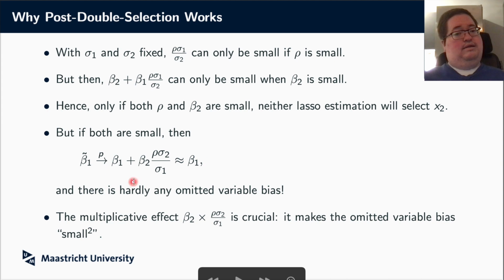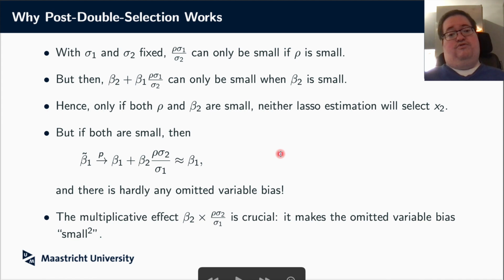And then, in that case, this coefficient will just be beta 1, and we don't have omitted variable bias. So what we're really doing with this post-double selection is looking at the two conditions that we need for omitted variable bias. There is omitted variable bias if rho is large, so there is a correlation between x1 and x2, or if beta 2 is different from 0, if that is relatively large. So x2 matters in the regression. And we're checking both things here with these initial regressions.